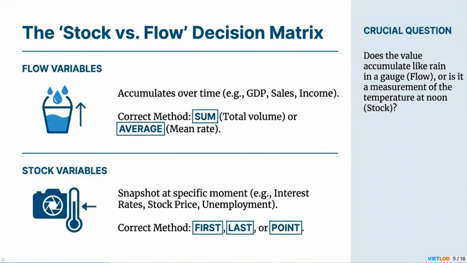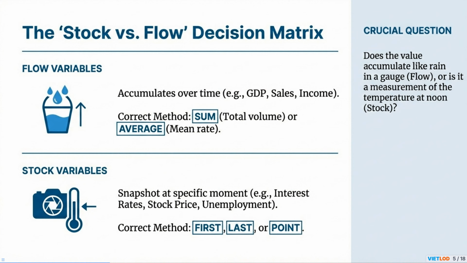A flow variable is one that accumulates over a period of time. Think of it like rainfall measured in a gauge. GDP, income, and sales are classic examples. For these, the correct aggregation method is either to sum the values to get a total volume or take the average to get a mean rate.